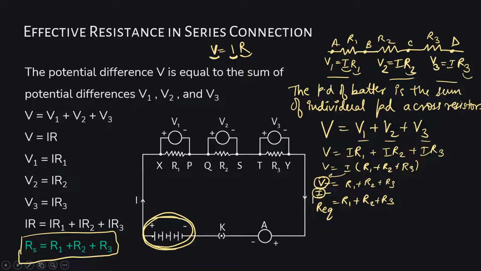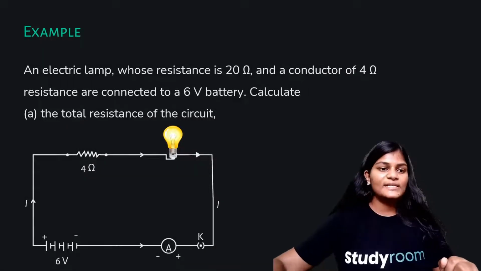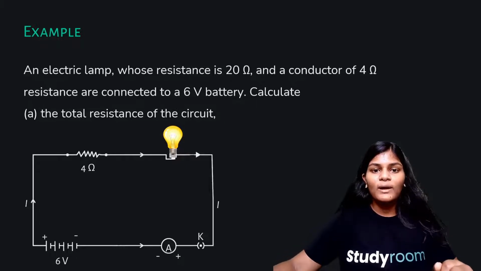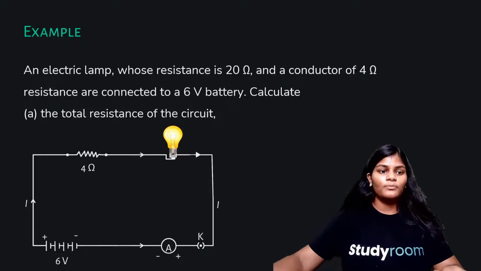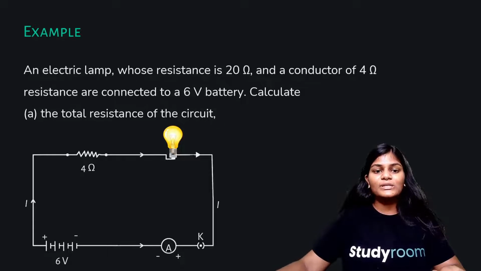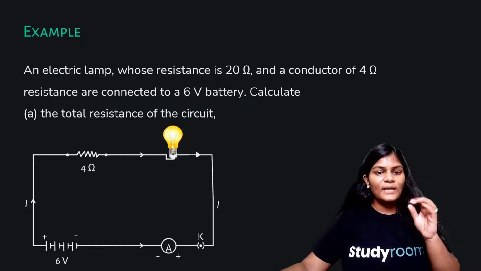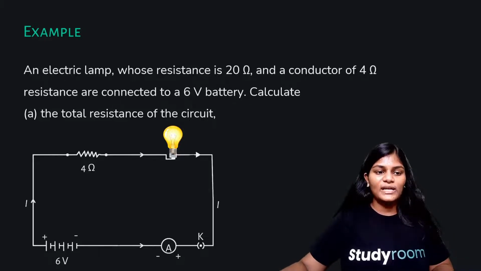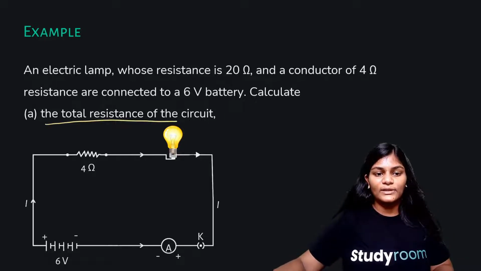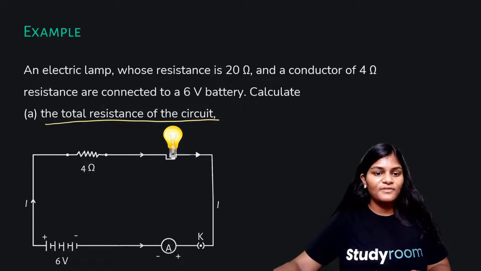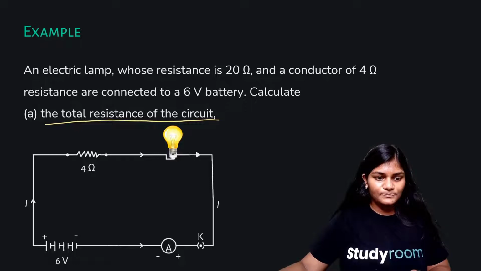Let's move on. In this example, it says an electric lamp whose resistance is 20 ohm and a conductor of 4 ohm resistance are connected to a 6 volt battery. Calculate the total resistance. This example has a few parts. Part A says we have to calculate the total resistance of the circuit. So what all do we have? This electric lamp.